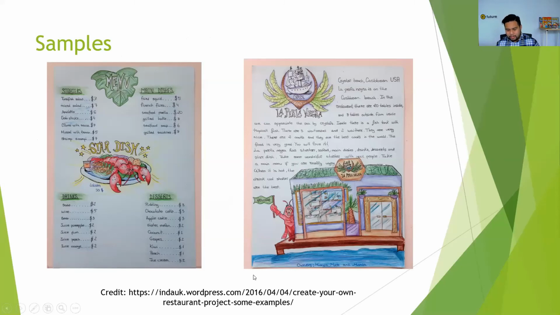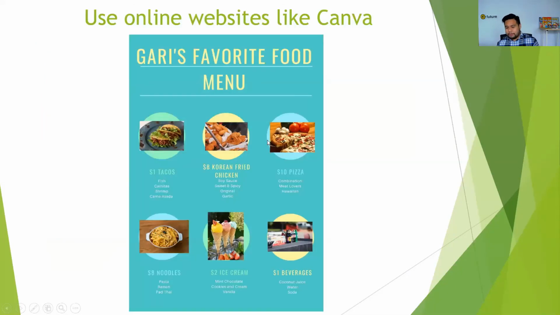So I gave the credit here. These are some things I found online. They can write about their restaurant, and then they can make a menu, making their own prices. They can do it handwritten, or a person is a great artist if they can't draw. Or they can use online websites like Canva, canva.com.